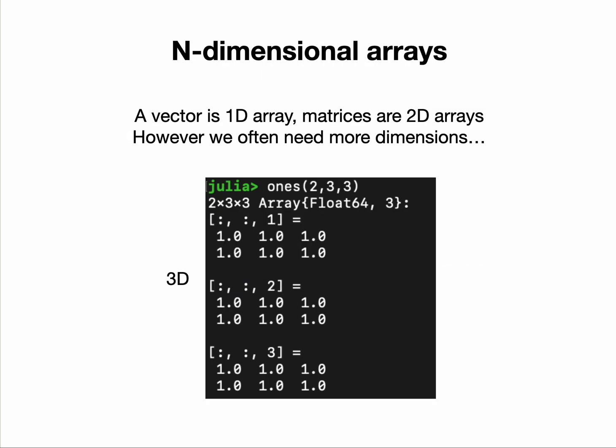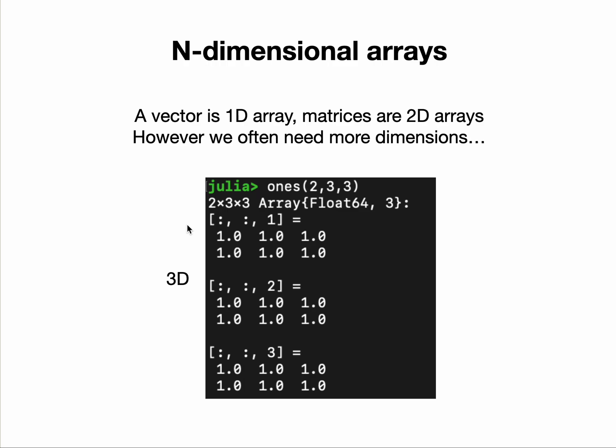So n-dimensional arrays also exist. We are not restricted to 1D vectors and 2D matrices, but you can also define arrays with a larger number of dimensions. This is an example of defining a 3D array. So here, ones of 2, 3, 3, we generate a table which will contain all these numbers.